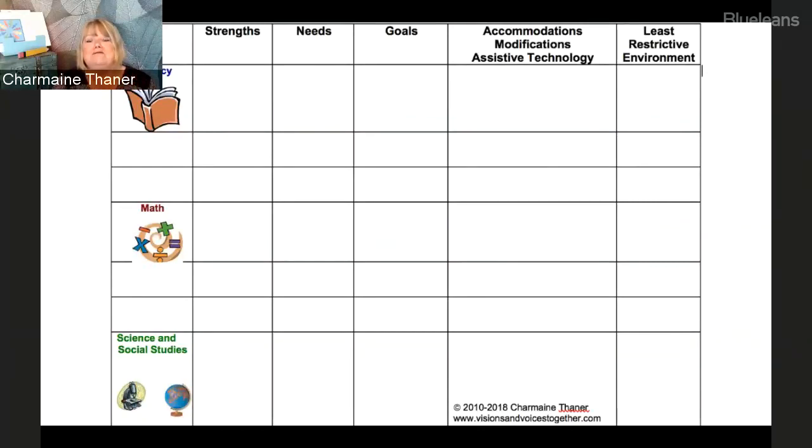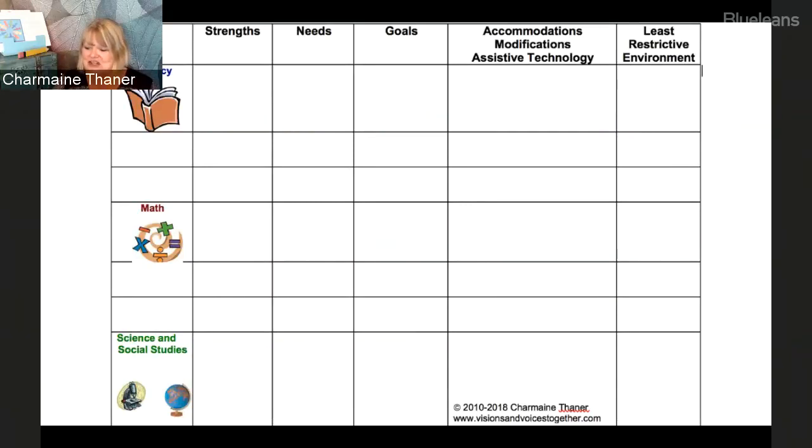So your first step towards getting to inclusion is to make sure that your child's strengths are identified in each of the areas they're going to be getting special ed or related service help with, because those strengths are going to help us figure out what accommodations would be helpful for your child so they can be successful in general ed classrooms.